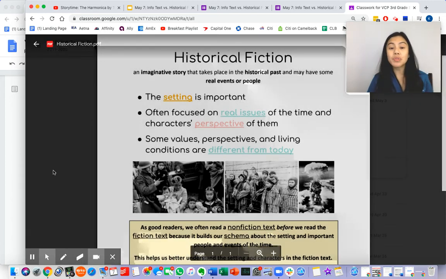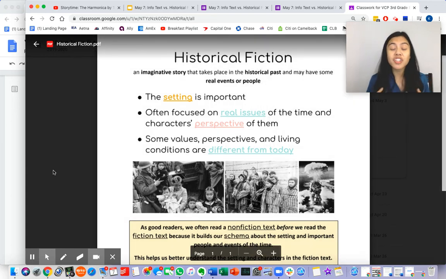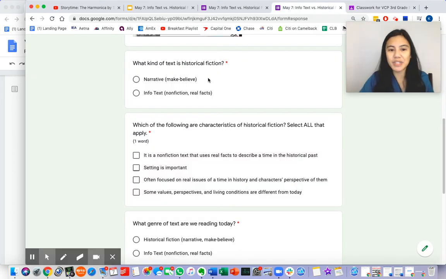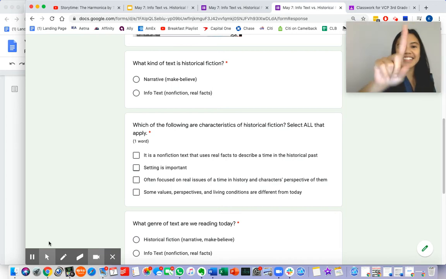ELA masters, remember that historical fiction is still make believe. It comes from the author's imagination. It is narrative fiction. Historical fiction is what? Is it narrative or infotext? Tell me. Yes, you all are such experts by now. This is a narrative text.